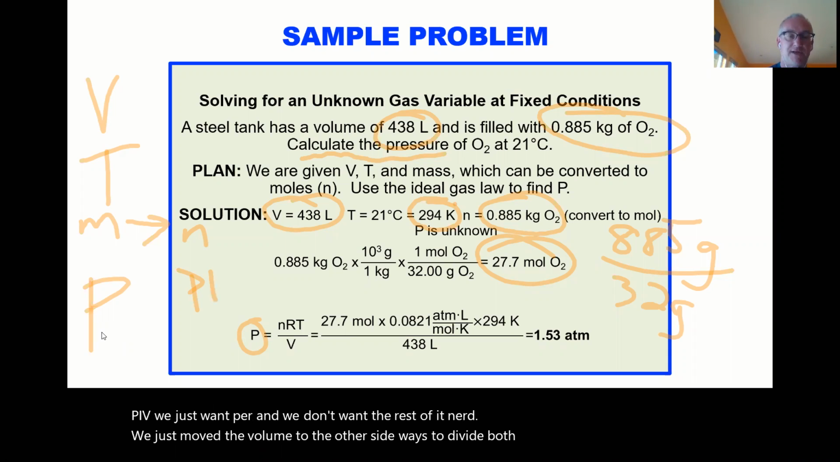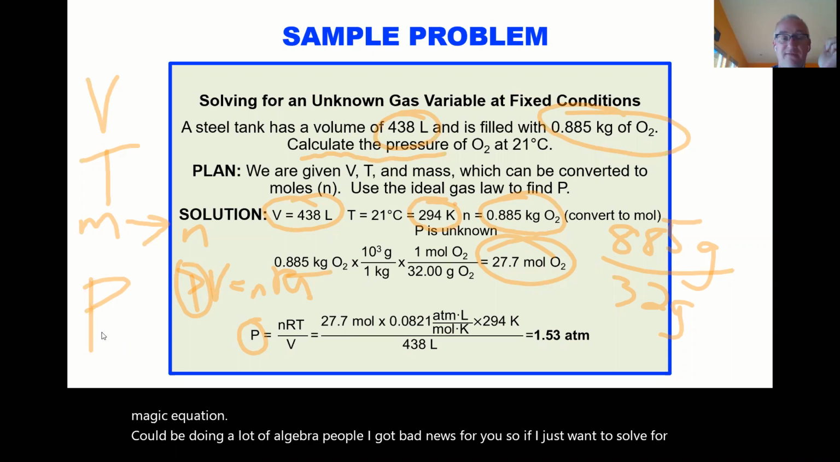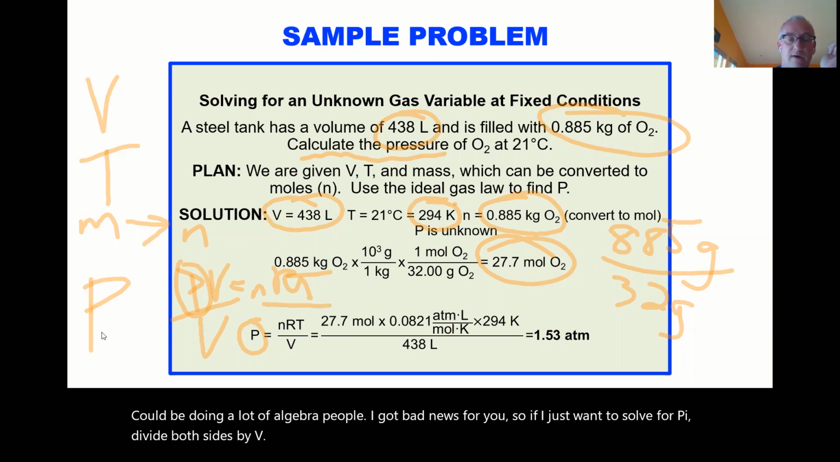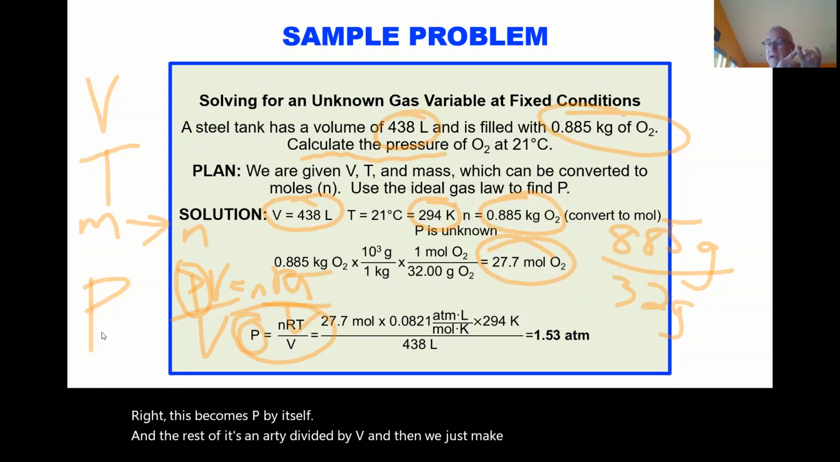So remember, this is our magic equation. We're going to be doing a lot of algebra, people. I've got bad news for you. So if I just want to solve for P, I divide both sides by V, right? This becomes P by itself, and the rest of it is nRT divided by V. And then we just make sure everything has the right units.